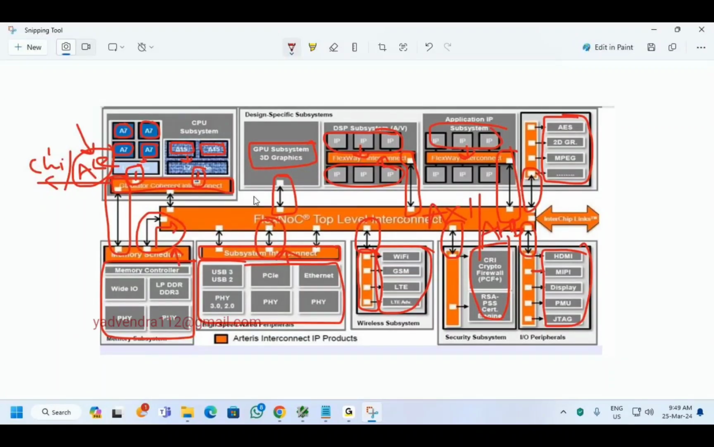But where you will use these AMBA protocols, 90% of the time you will use them as interconnects. All these interconnects are AMBA protocols, like APB, AHB, AXI. Did everyone get this, guys?